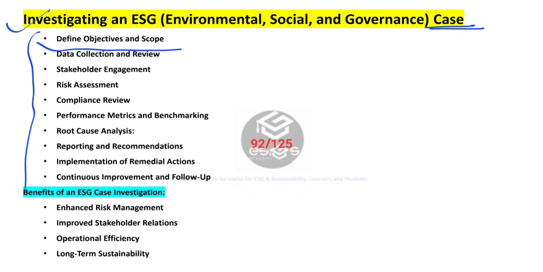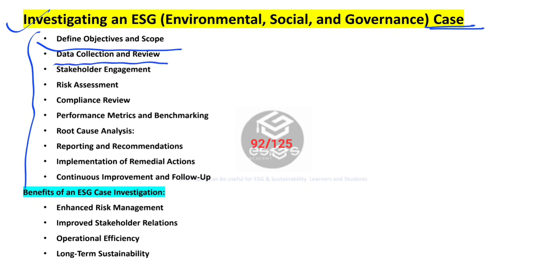So first one, we talk about defining the objective and scope. We need to identify the focus area. We determine which ESG factors are more relevant to the case. For example, environmental impact, social practices, governance standards, or different dimensions we are talking about. In the scope definition also, we define the geographical, industry specific and operational scope of the investigation.